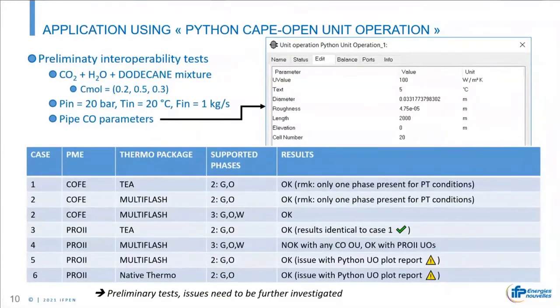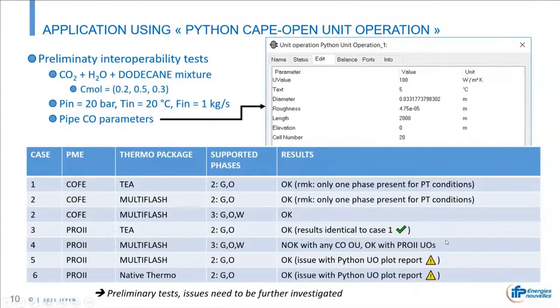At the inlet of the pipe, I have put 20 bars and 20 Celsius, and the flow rate is 1 kilogram per second. On the right side, you can see the CAPE-OPEN parameters of the unit operation. So the U value is 100 watts per square meter per Kelvin. And you have the external temperature, the diameter, the roughness, the length, the elevation, and you also have to specify the number of cells you want to use.